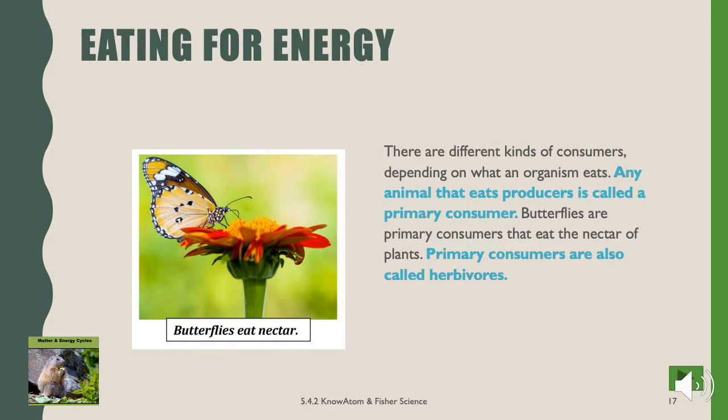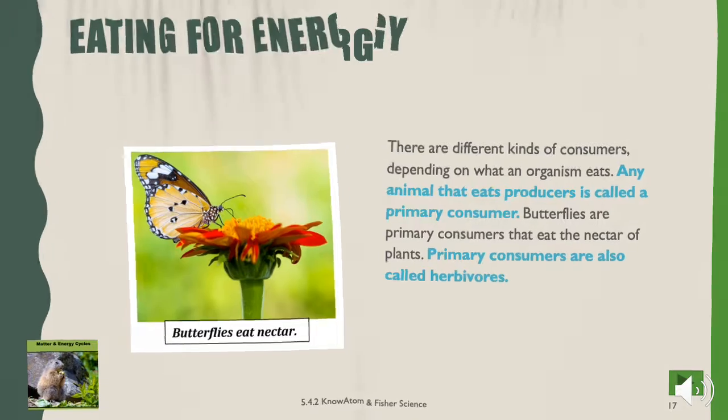There are different kinds of consumers depending on what an organism eats. Any animal that eats producers is called a primary consumer. Butterflies are primary consumers that eat the nectar of plants. Primary consumers are also called herbivores.